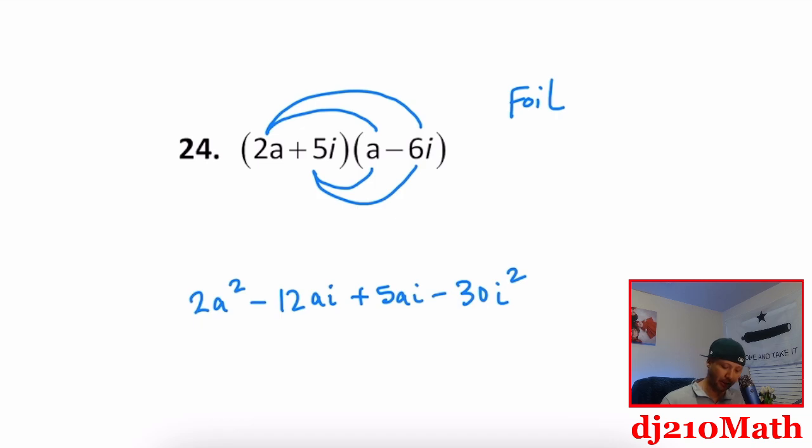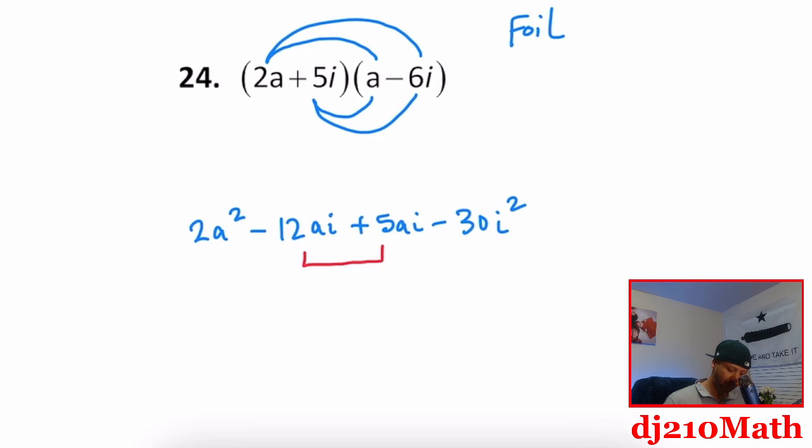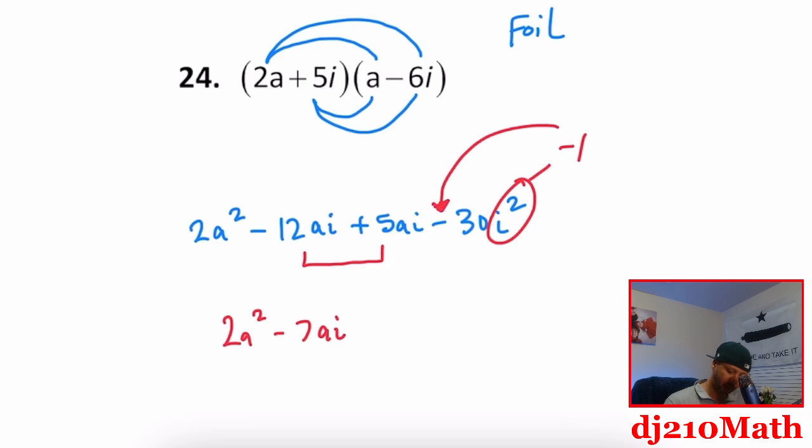Combining like terms and changing i squared. So this is going to be negative 12 plus 5, negative 7. So 2a squared minus 7ai. i squared is negative 1. That's going to change the symbol in front to a positive, right? Because negative times a negative. This is negative 30 times i squared, which is negative 30 times negative 1, which is basically plus 30. Can't combine anymore, so we're going to leave it at that.